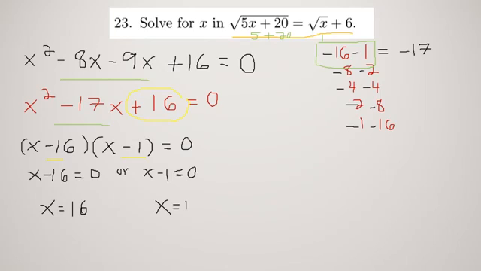So, pag i-substitute mo ang 1, magiging 5 times 1, di ba? Plus 20, at ito, square root of 1 plus 6. So, yung 5 times 1 plus 20, bunin mo yung square root nun. Tapos, dito, square root of 1 plus 6. Yung sa loob ng radical na dito, 5 plus 20 is 25. So, square root of 25.